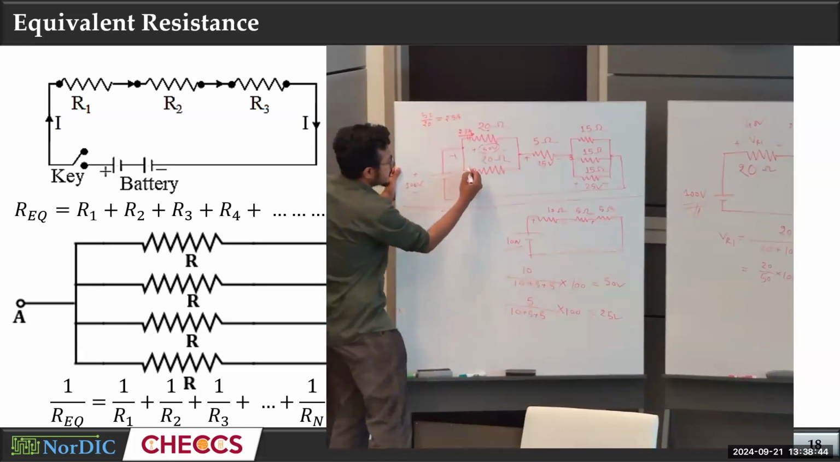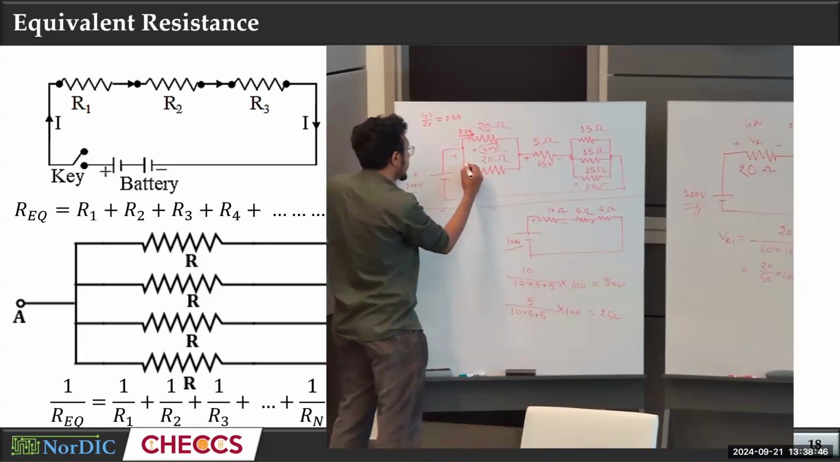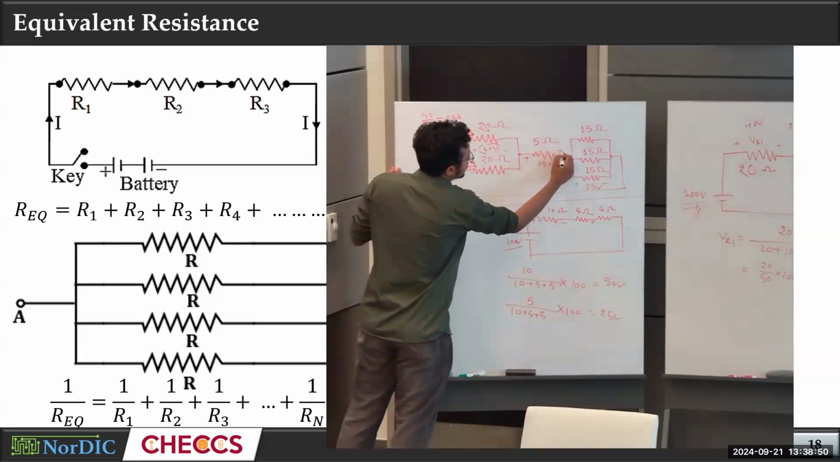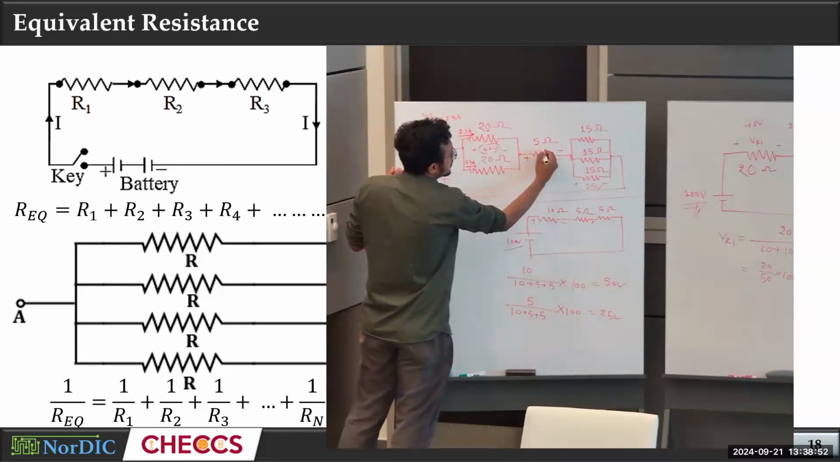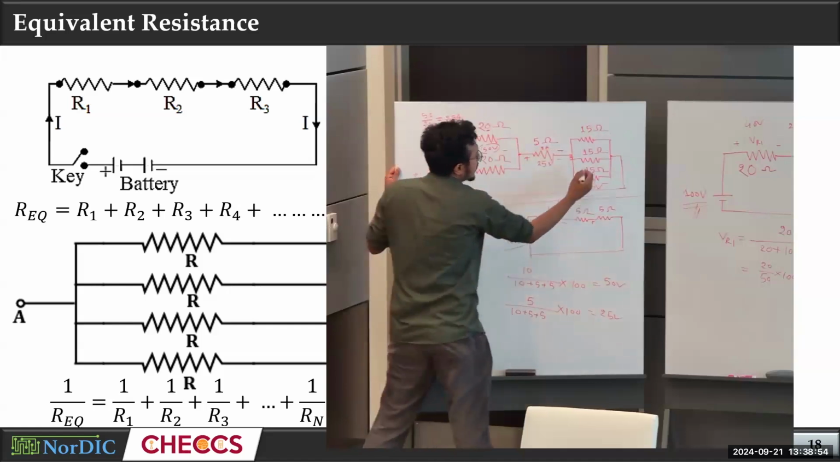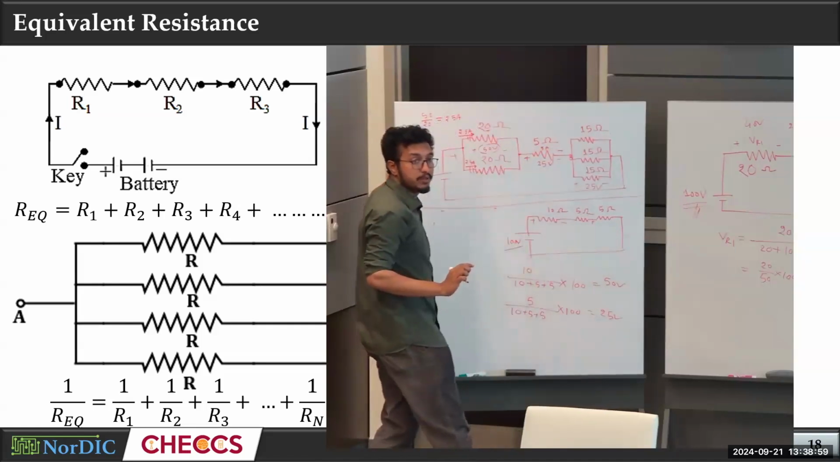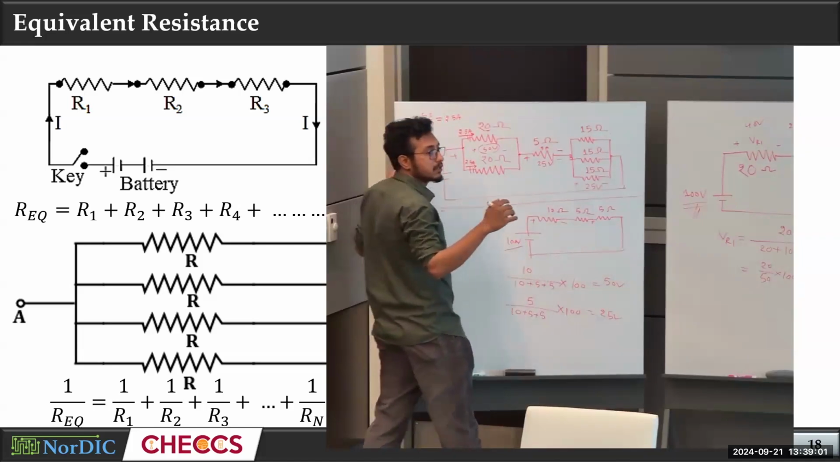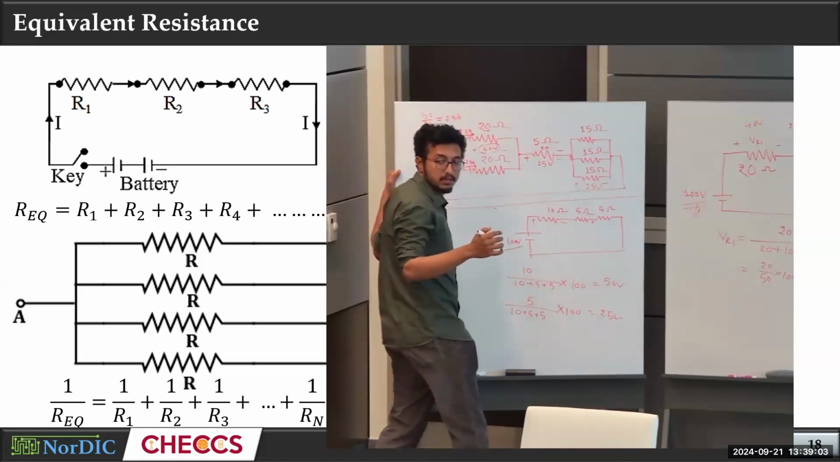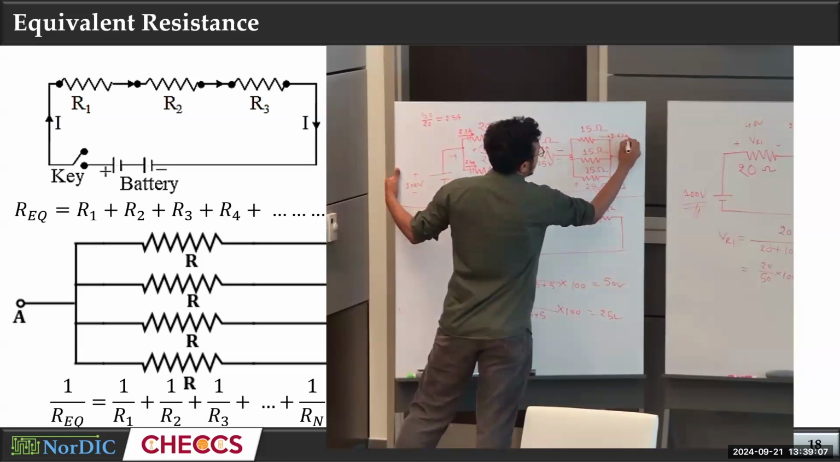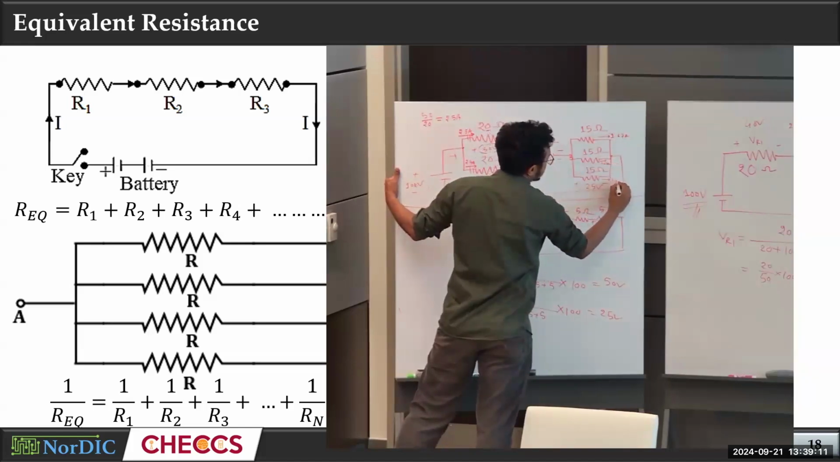What is the current flowing here? Same, 2.5 amps. Excellent. What is the current flowing through here? 25 divided by 5. 5 amps. What is the current flowing through here? 25 by 15, right? Which will be 1.67 amps. 1.67 amps here as well. Here as well 1.67 amps.